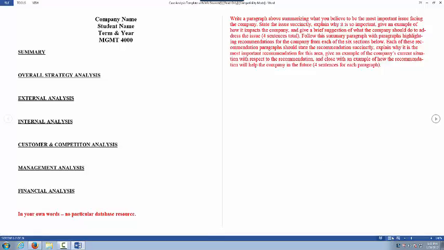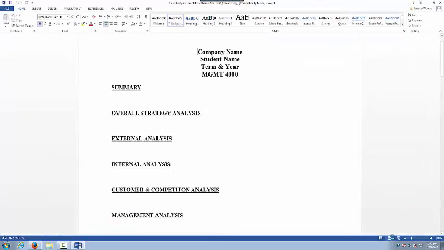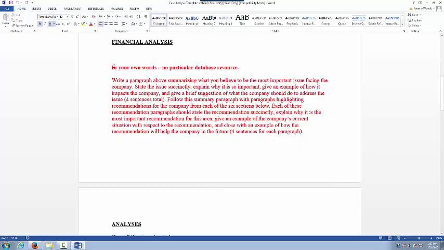So, getting this onto one page, you'll notice there's black type and there's red type in here. The black type is the structure that I want you to follow. The red type is instructions for you on each page as to what I want you to do.